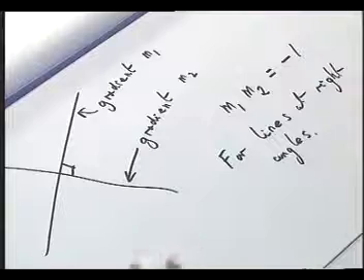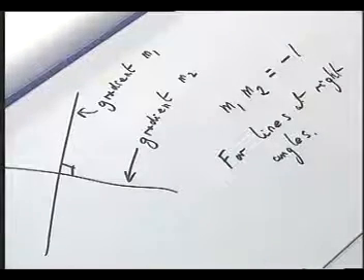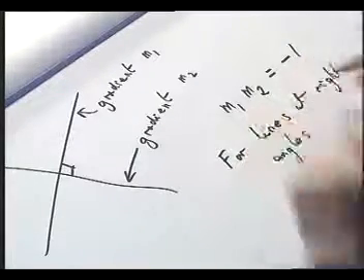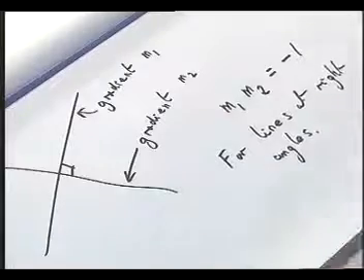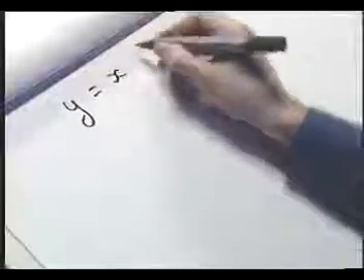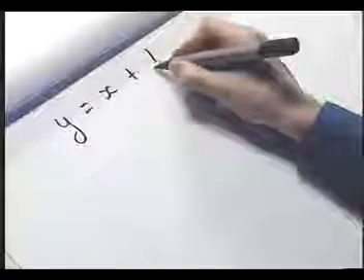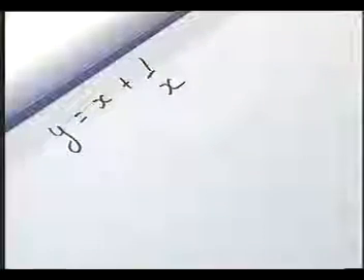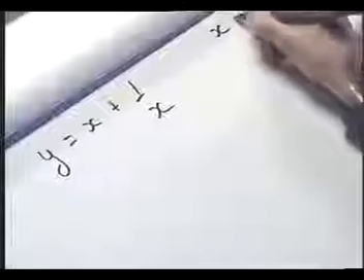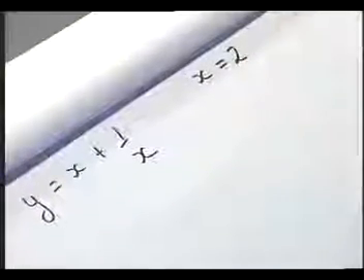And so since tangent and normal are at right angles, we can use this relationship. We can calculate the gradient of the tangent and use this to find the gradient of the normal. Now let's have a look at that in practice. Let's take the curve y equals x plus 1 over x at the point where x equals 2.